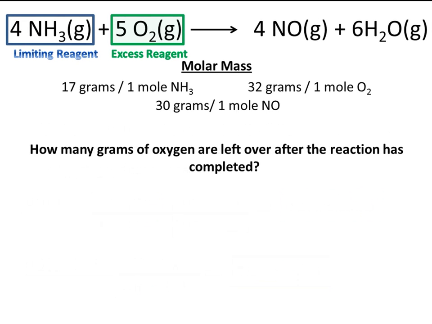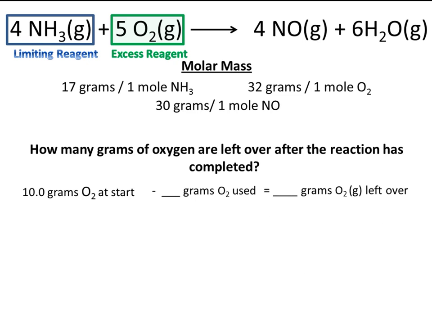Oxygen was the excess reagent. How many grams of oxygen are left over after the reaction has completed? The first step in this calculation requires determining the number of grams of oxygen that reacted with 4 grams of ammonia. We will subtract this number from the 10 grams of oxygen we started off with to get the number of grams of oxygen left over. Pause the tutorial to solve for the mass of the remaining oxygen.